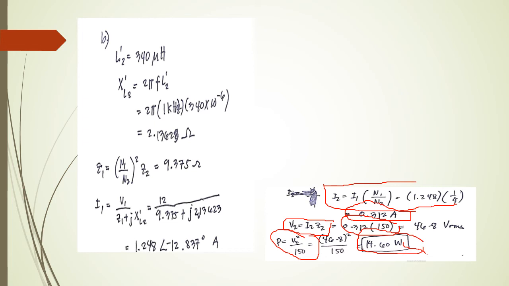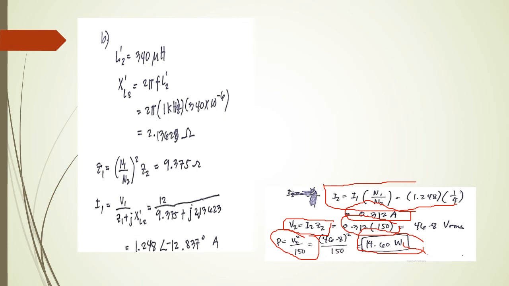So to calculate the voltage across the 150 resistor, we use this formula. V sub 2 is equal to I sub 2 Z2. So plug in, we have 150 resistor, so 0.3112, we have 46.8 Vrms.